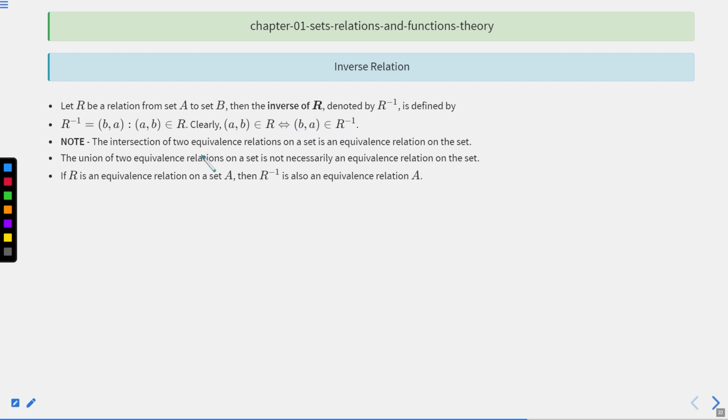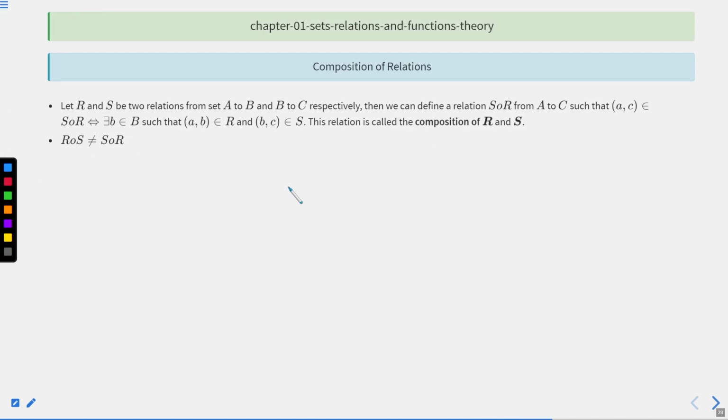Note: the intersection of two equivalence relations on a set is also an equivalence relation on the set. The union of two equivalence relations on a set is not necessarily an equivalence relation on the set, right? If R is an equivalence relation on set A, then R inverse is also an equivalence relation on set A.